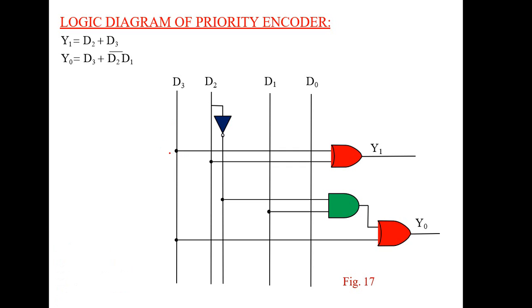So here we have taken D3, because y1 is D3 plus D2. So you have to take D3 and D2 here and an OR gate. So it is D3 plus D2. And then for y0 we are taking D2 bar. So here D2 bar is there and D1 is there. D1 is directly taken. So D2 bar D1, it is actually multiplication, so an AND gate. Then it is ORed with D3, so take D3 here, OR gate. Okay, this is the block diagram of the priority encoder.